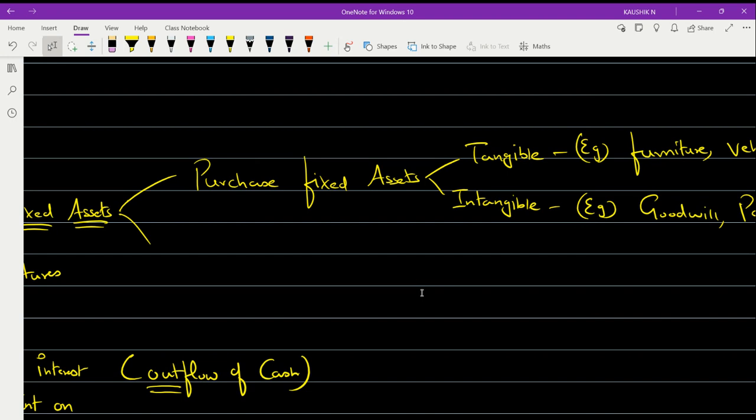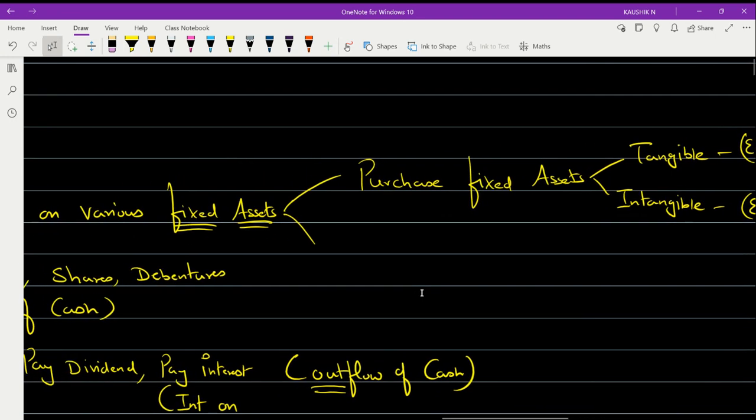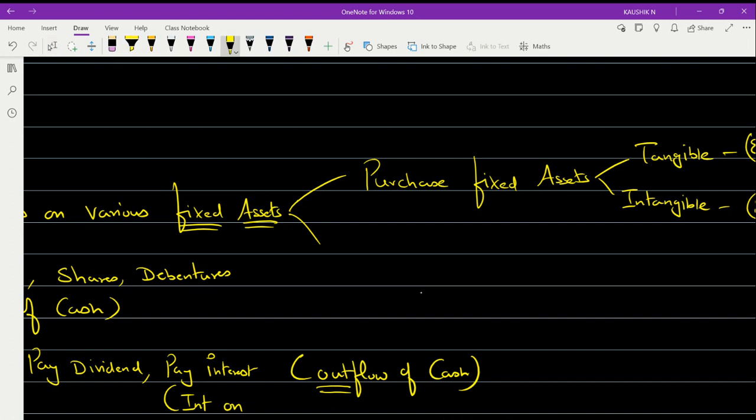So when you buy an asset, what happens? The cash will go out. So that means this will lead to an outflow of cash. Am I making sense to you? Yes, sir. Okay, then how about the inflow of cash?